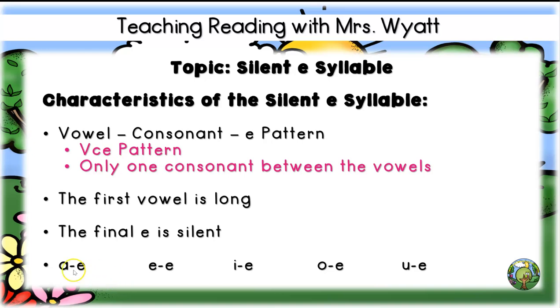So here are some examples. The dash is supposed to represent any consonant. So you have A consonant E, I consonant E, O consonant E, and then the U consonant E pattern. And so what I teach my students is that E is silent. It skips over one consonant to get to the vowel, and it makes that first vowel long or say its name. So this would say A, E, I, O, and U.